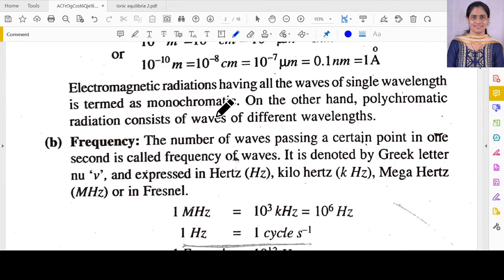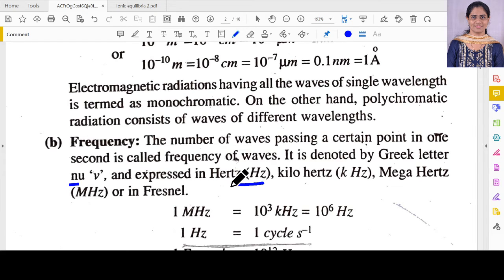Distance is calculated in length units. Then frequency, what is it? It is the number of waves passing through a certain point in 1 second. Okay, so just imagine one point, and how many waves are passing from it in 1 second is the frequency. So it is denoted by nu. Okay, it is nu.